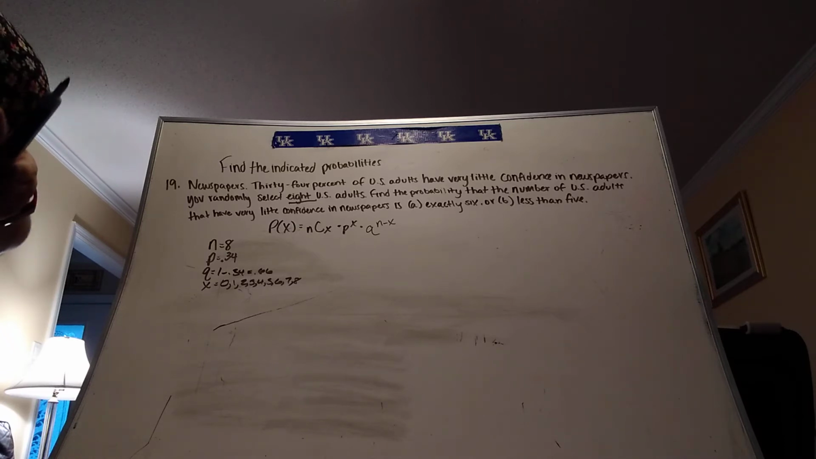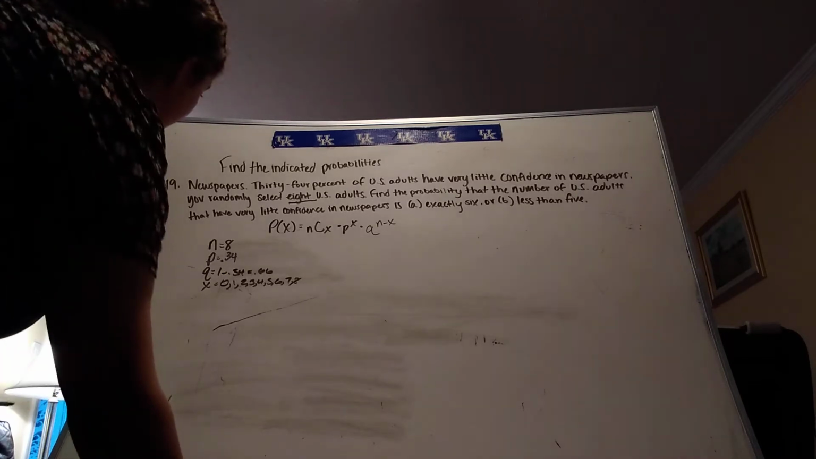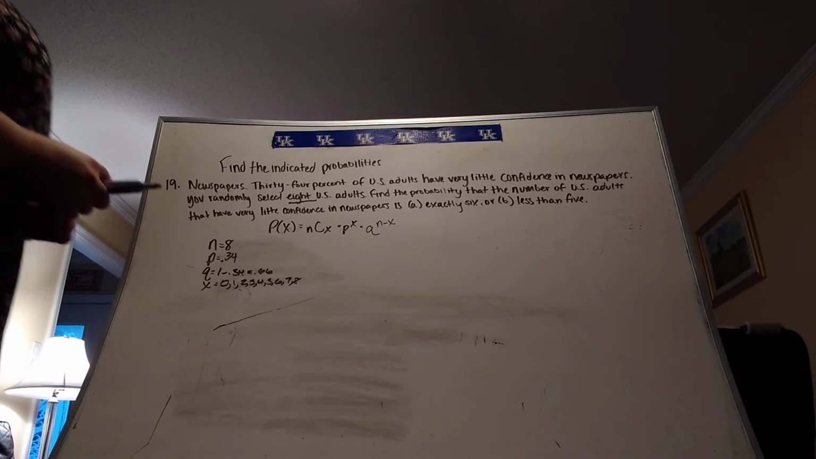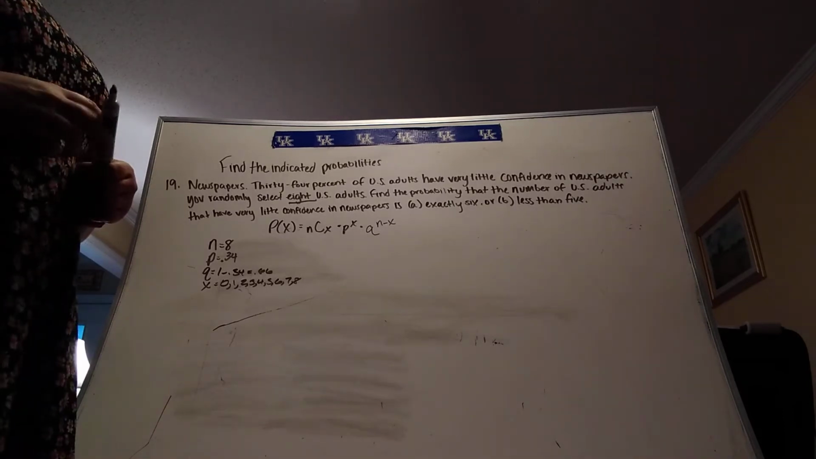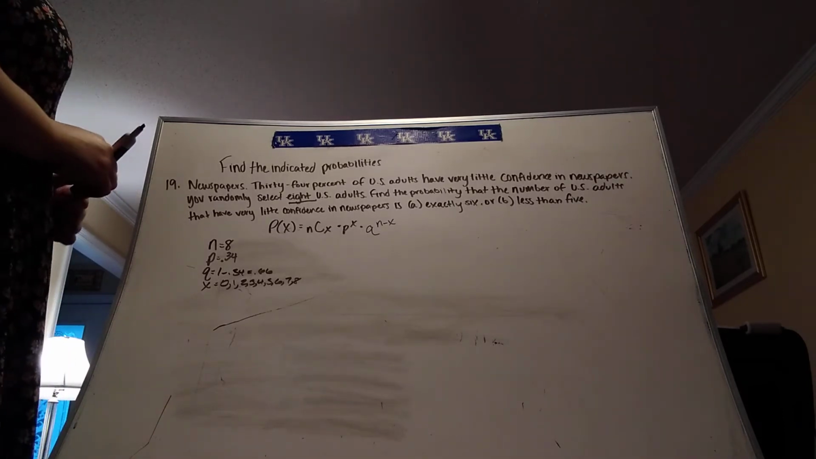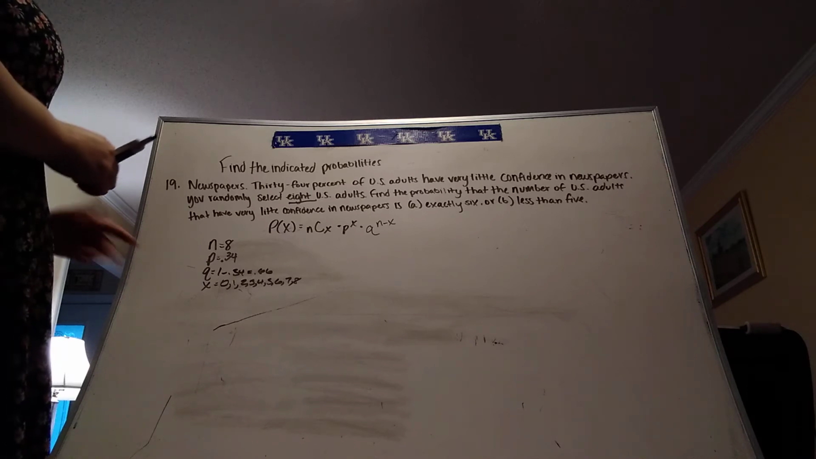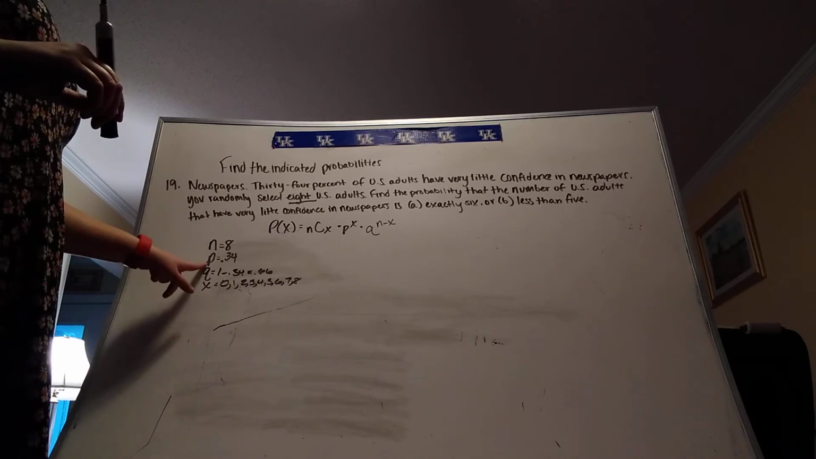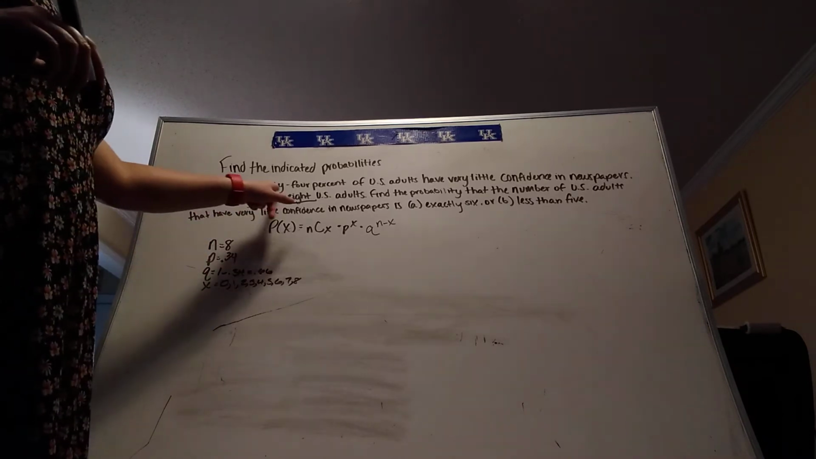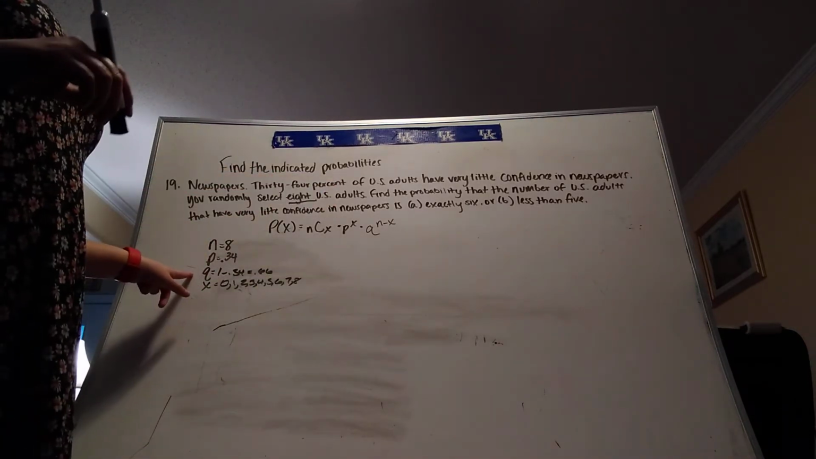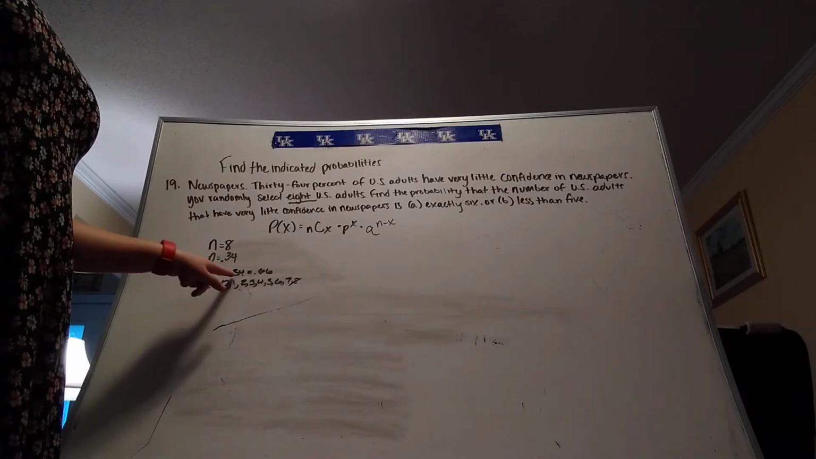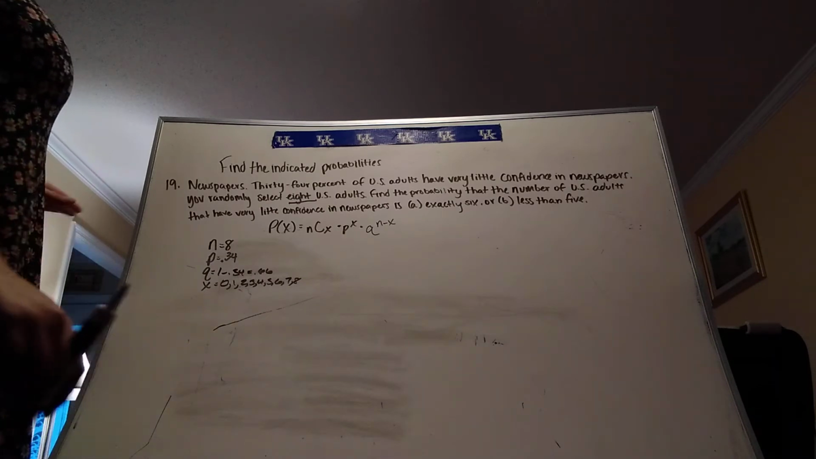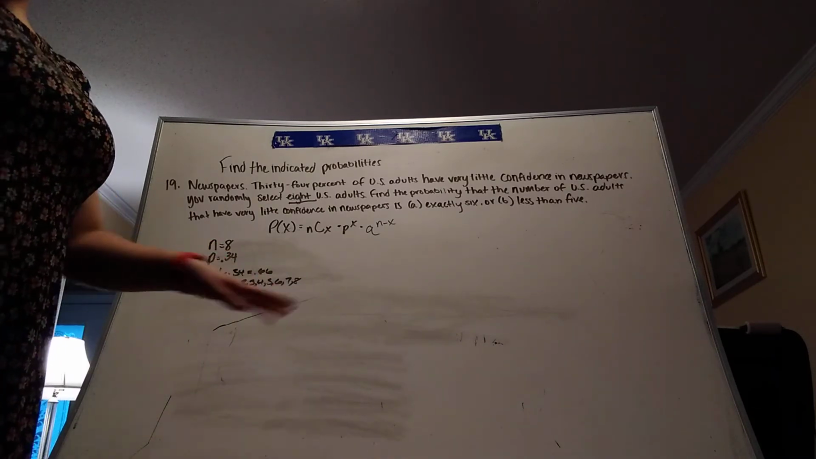So, for this problem, we need to find the number of trials, probability of success, probability of failure, and all the possibility values of X. So for this example, we have n equals 8. Probability of success is 0.34. Probability of failure is 1 minus 0.34, which gives us 0.66. And X is values 0 to 8.